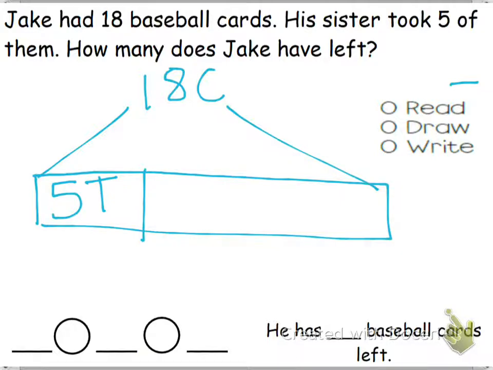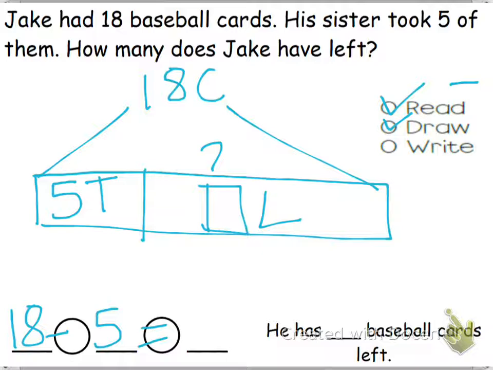How many does Jake have left? Well, we don't know that. We're going to have to figure that out. So I'm putting a mystery box on this piece and L for left. So I'm going to check because we finished reading and we finished drawing what we could in our tape diagram so far. So now let's write our number sentence that we know so far. So we know whenever we're subtracting, it's our whole minus our part equals our other part. So we know it's 18 minus 5 equals mystery box.